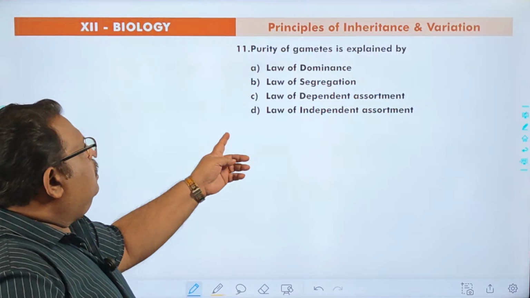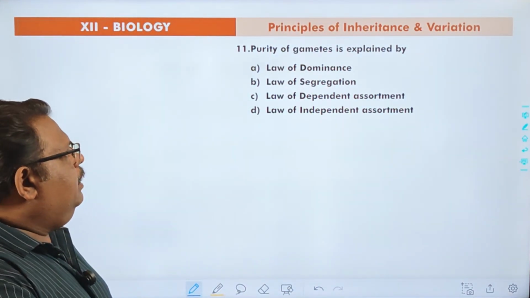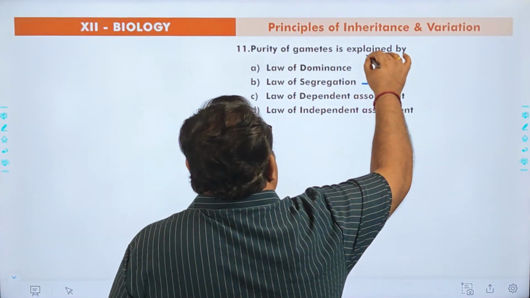Next one is a direct question. Purity of gametes is explained by law of dominance, law of segregation, dependent assortment, independent assortment. Law of segregation is also called the law of purity of gametes.